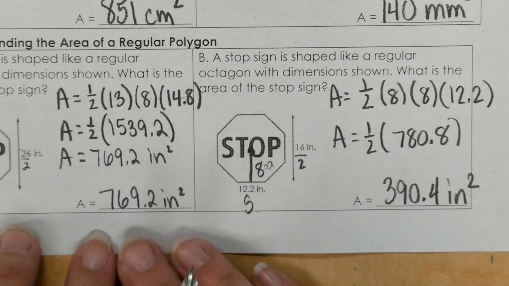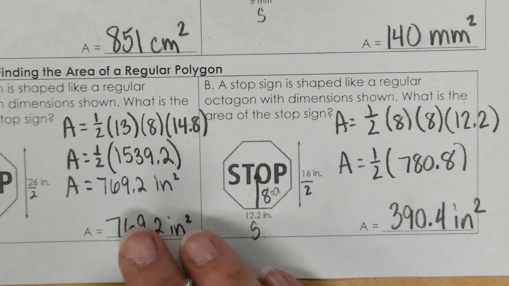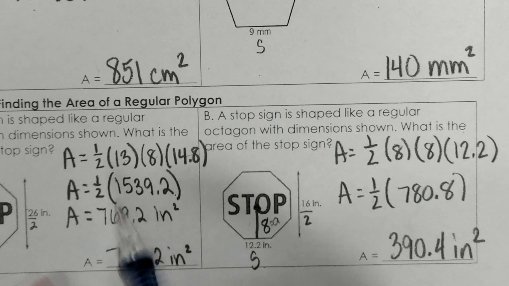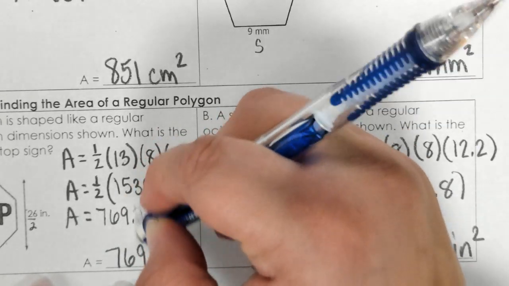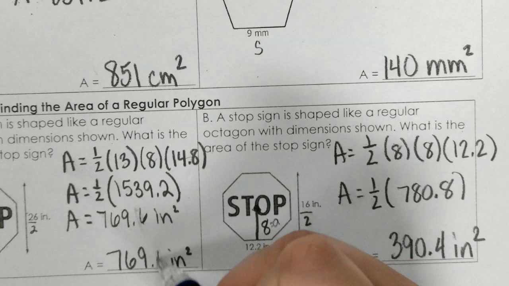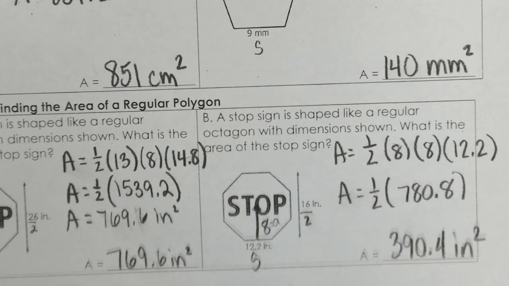Okay, I do want to check something really fast. So I'm going back to this real quick, 1539.2. I'm just going to double check to make sure it's right. Okay, so I have 769.6, not 769.2. Okay, that's all.